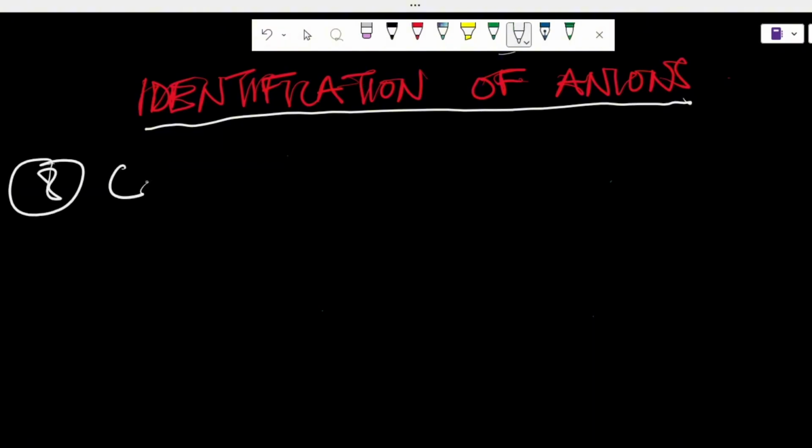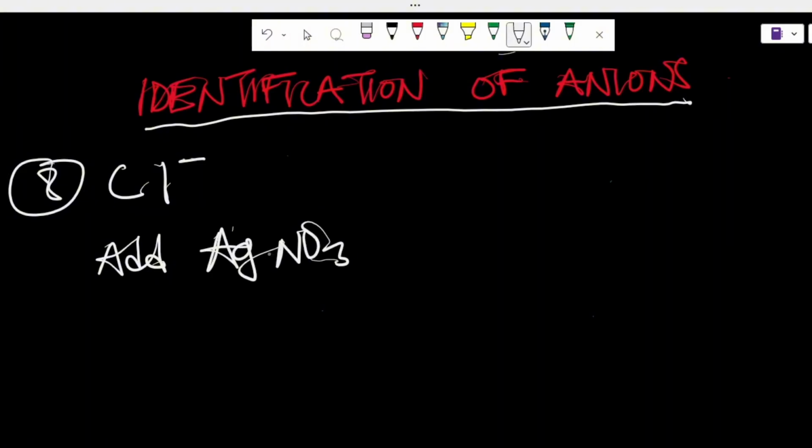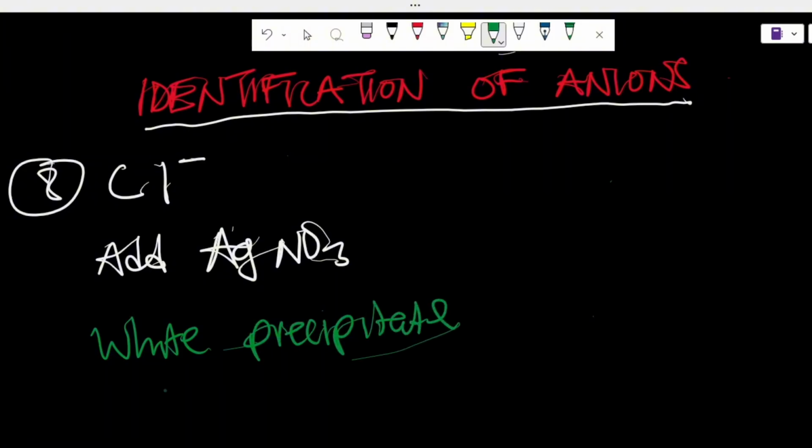Now the third one will be the chloride ions. Now for these chloride ions, again, you can add silver nitrate solution. And the reason for that is because you want to make sure that this silver is going to react with chlorine ions to produce, again, another white precipitate, which is silver chloride. So when you add the two, you're going to get another white precipitate. This white precipitate is actually silver chloride.